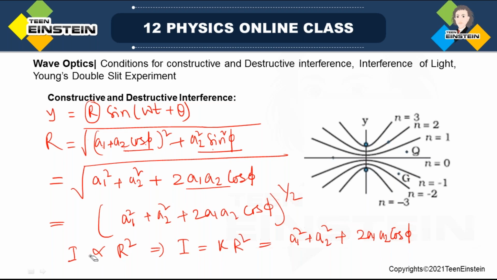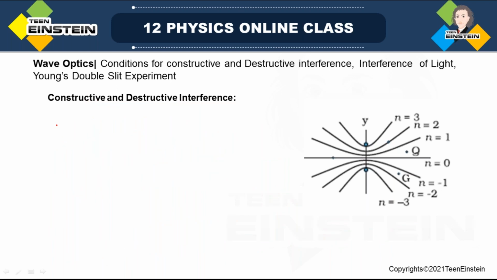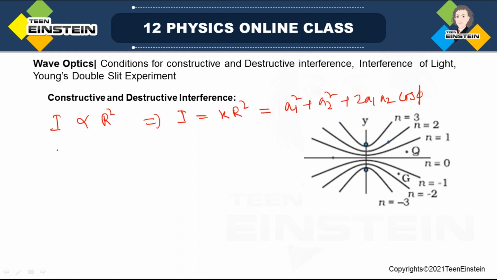So I'll clean everything and then we'll write. You just remember this: we have got R equal to a1 square plus a2 square plus 2a1 a2 cos phi, whole to the power half. This is the value of R, and you have to find out the intensity. Intensity is directly proportional to R square, so it can be written as kR square. On the right hand side we had a1 square plus a2 square plus 2a1 a2 cos of phi. So this is what we have got.